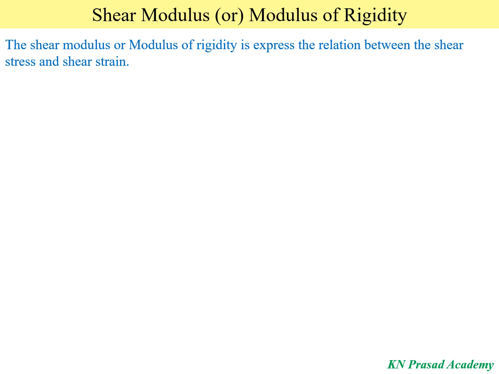Similarly, here we are going to discuss the modulus of rigidity, which expresses the relationship between the shear stress and the shear strain. So first we will see what the shear stress is and what the shear strain is.